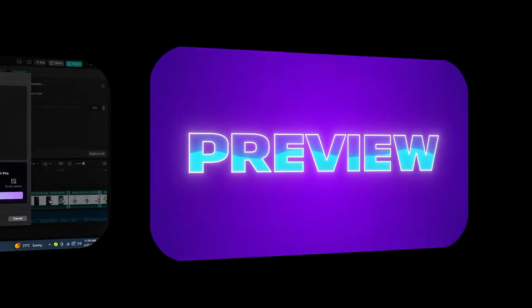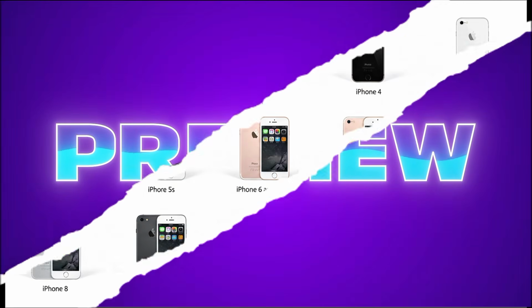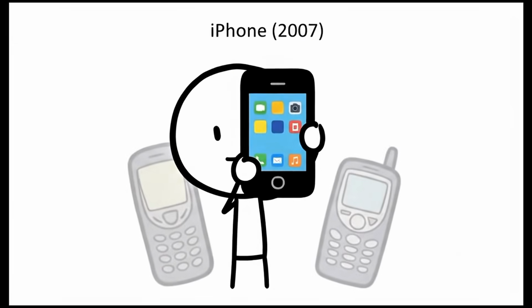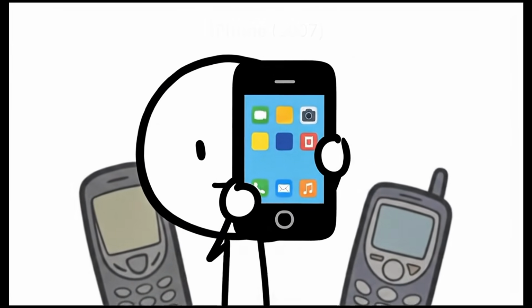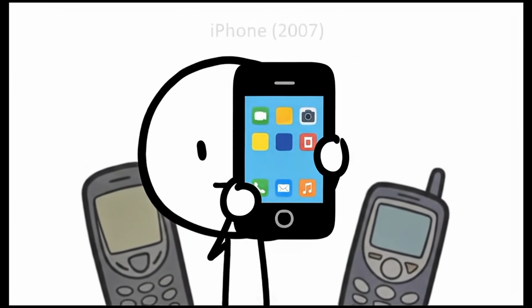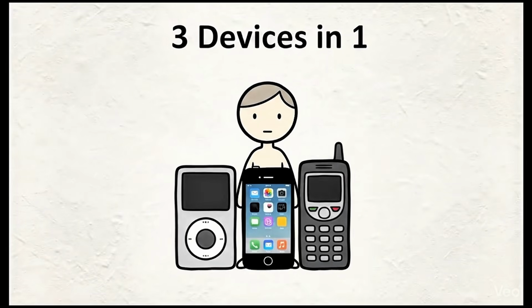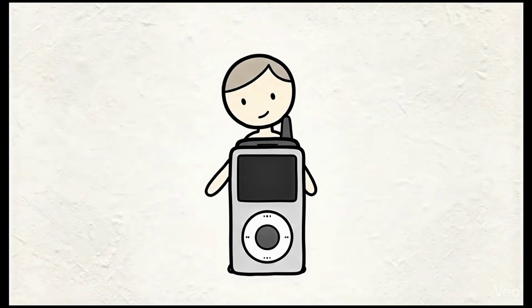iPhone, 2007. The original iPhone was introduced by Apple in 2007 and completely changed what a phone could be. It combined an iPod, a phone, and an internet device into one touchscreen product with no physical keyboard.